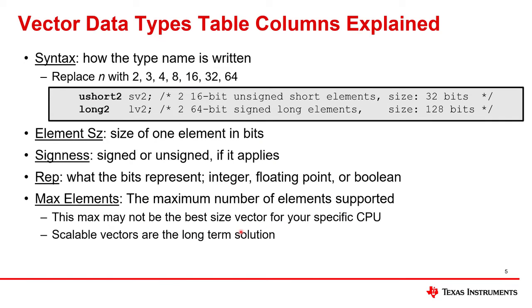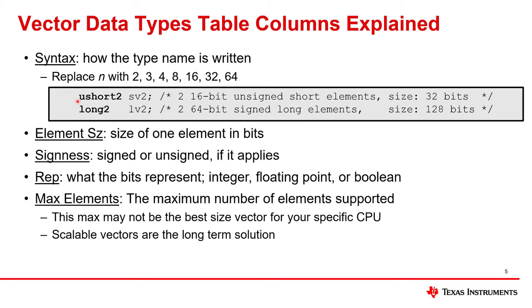This slide walks through each column more specifically. Again, the first column is syntax. What do you write in the code? N can be replaced with any of these numbers. That's where you're specifying how many of those elements are in this vector.